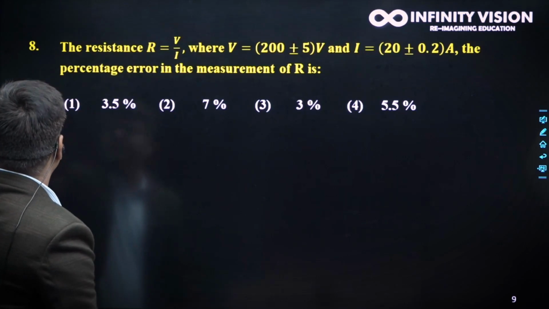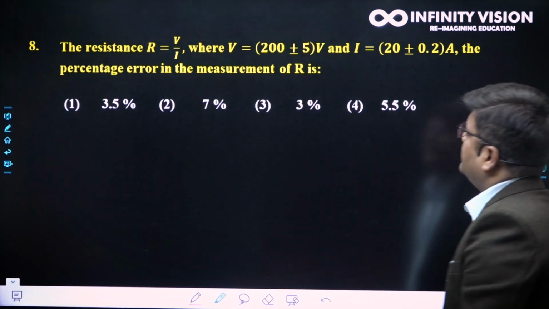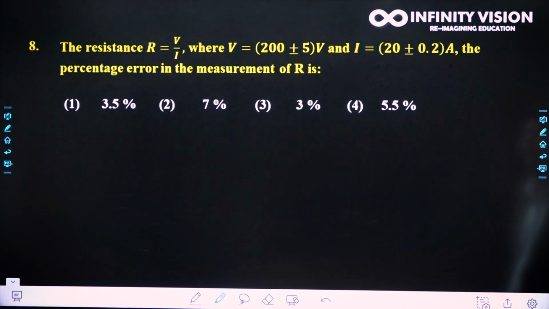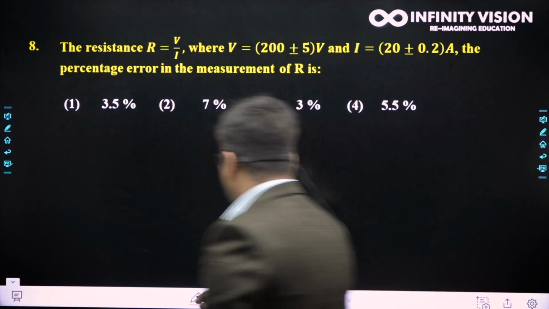Now coming to question number 8, the resistance R equals V by I, where V is equal to 200 plus minus 5 volt and I is equal to 20 plus minus 0.2 ampere. The percentage error in the measurement of R. It's a very basic question on relative error.